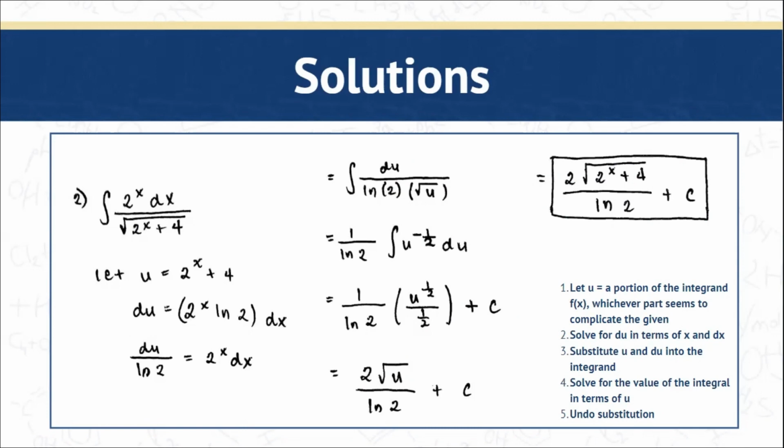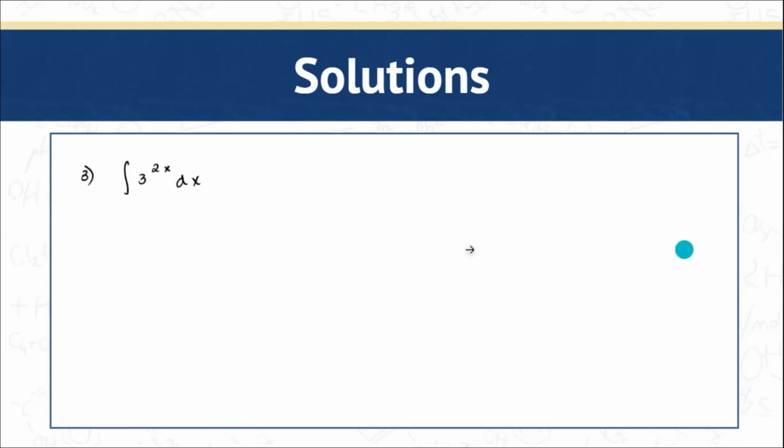Okay, I hope that's clear. Next problem, this is problem number 3. The given is the integral of 3 raised to 2x dx. And it doesn't look very complicated, but maybe we can simplify this because we don't really have a formula where the exponent is another function. So let's try replacing that exponent with u.